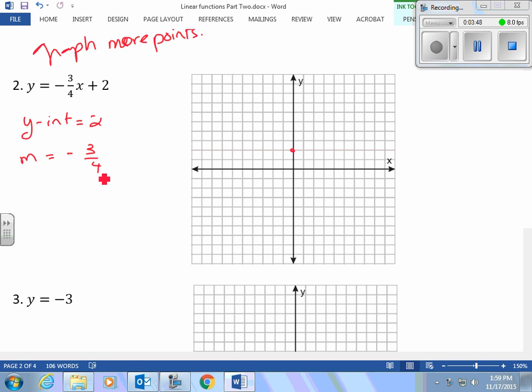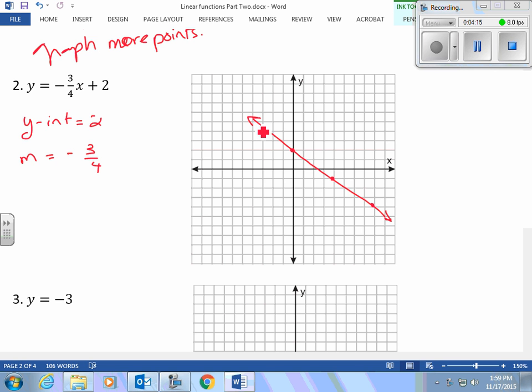So I'm going down 3 and to the right 4, and that way I get my negative slope done nicely. So down 3 and 4 more to the right, and I've got another point, and I can join those points in a nice straight line, and I've got an accurate line. Okay, so negative slope means that I'm decreasing the y values as the x values increase.